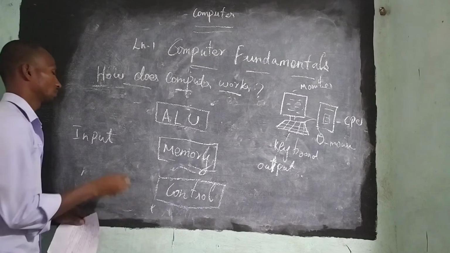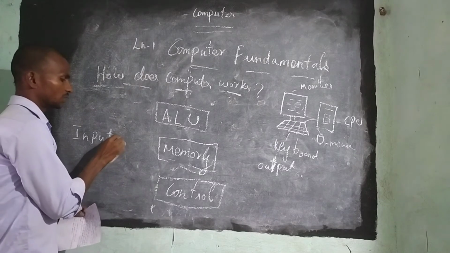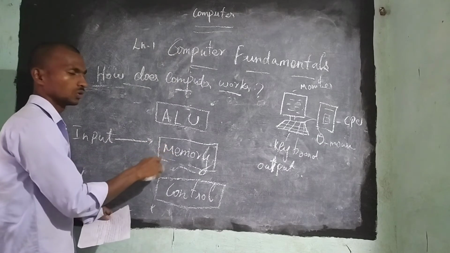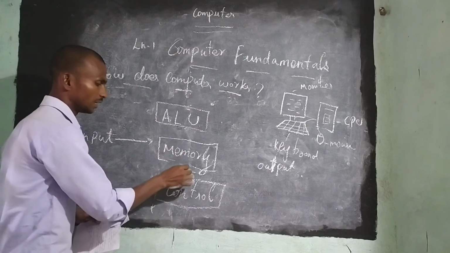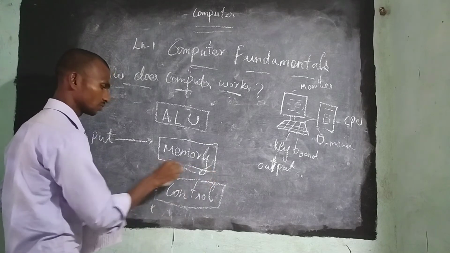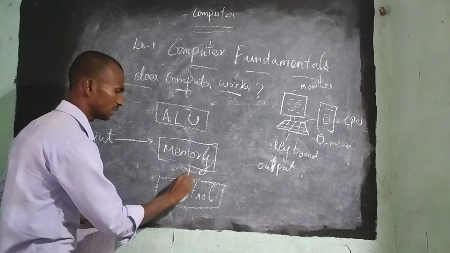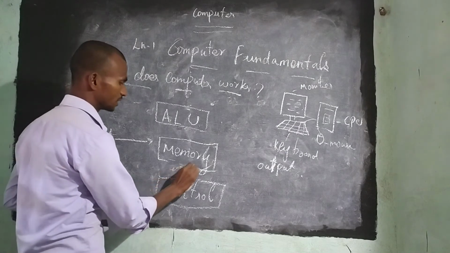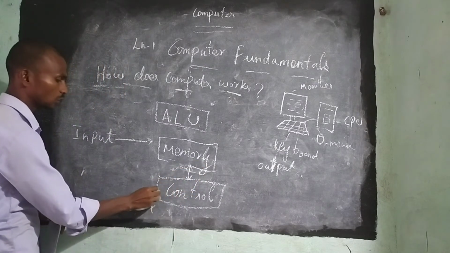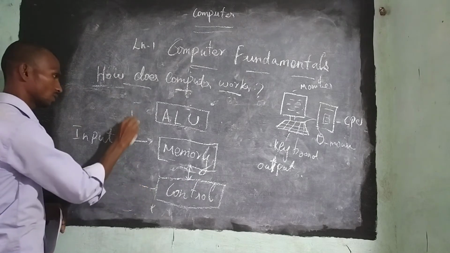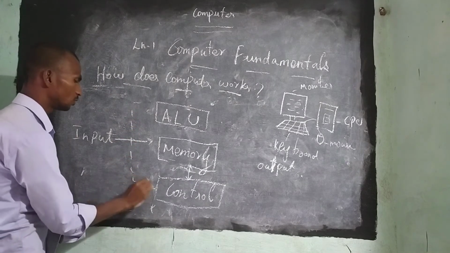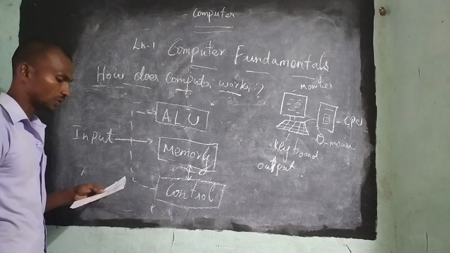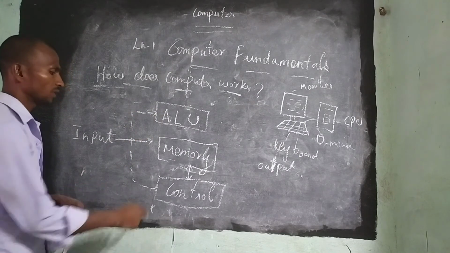First, what will we give? We will give the input. Now it will go to the memory. Then the memory will send the instruction to the control unit, and receive the instruction from the control unit. Then the control unit will send it to the ALU. Control unit will send the instruction to the ALU.